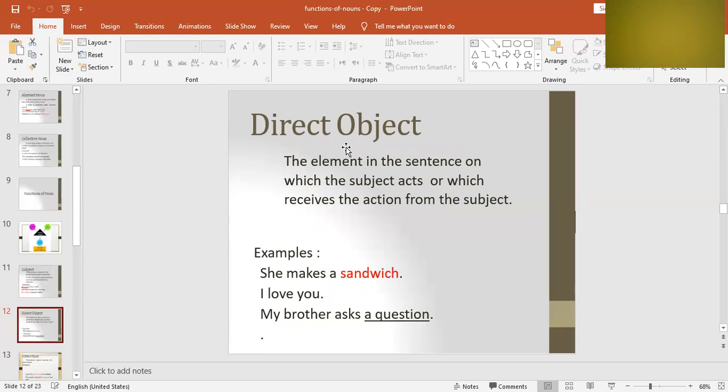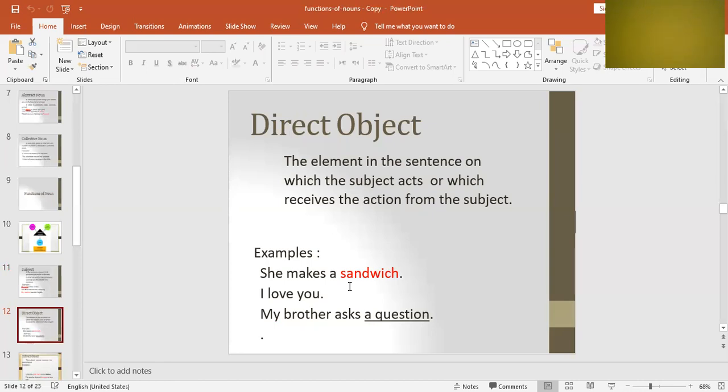It can be a direct object. A direct object is the one who receives the action of the subject. In Arabic, we say وقع عليه فعل الفاعل. An object is something that receives the action. She makes a sandwich. What does she make? A sandwich. It is related to the verb, so it's an object. I love you. You, it's an object.